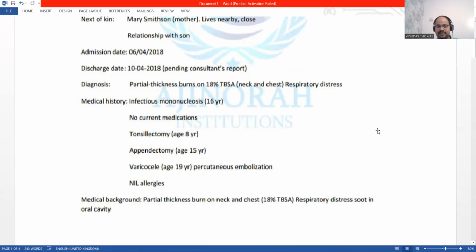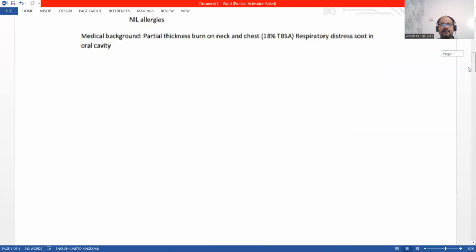At the time of admission, we assessed him and he had respiratory distress and partial thickness burns, which affected 18% of his total body surface area. We are not going to write anything related to his medical history because we are writing to the patient's GP. So we can write the present medical history: 18% of total body surface area affected, partial thickness burn, and respiratory distress.